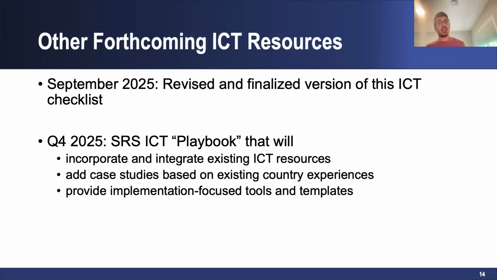So what's coming next? I'm going to wrap this up and then we'll save about 10 minutes for further questions and discussion. So we're targeting September or so for a revised and finalized version of this checklist. And then, like I mentioned, we're also working to build a more detailed playbook and integrate all of this within the existing set of Viva resources. There's a lot of information about this out right now, so we'll try to incorporate, integrate, and deduplicate across ICT information, add some case studies based on existing country experience.